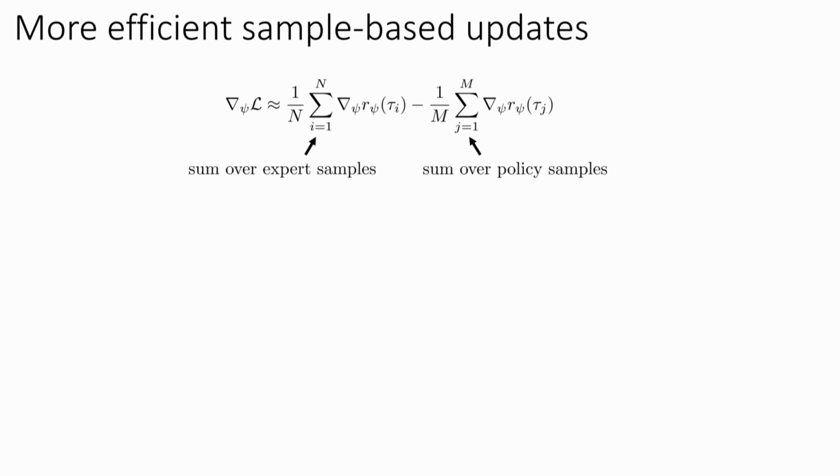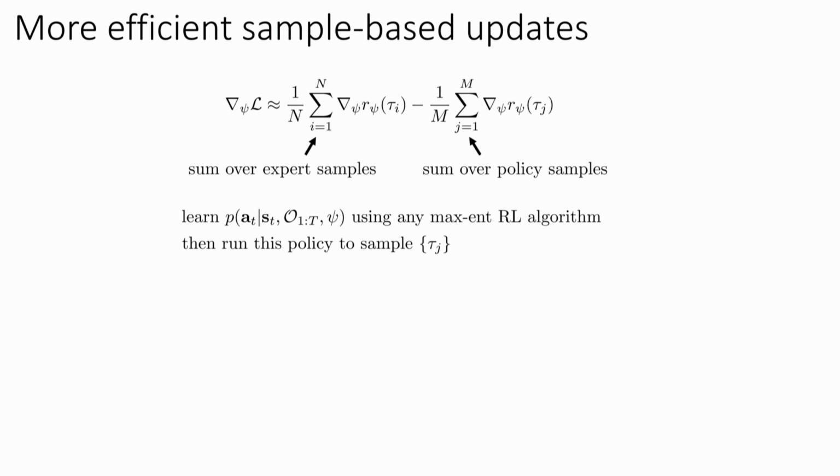Somehow we need to obtain some samples here for that second term. Ideally, those would come from the soft optimal policy, the maxent optimal policy for the current reward. So we could learn it using any maxent RL algorithm and then run this policy to sample these tau j samples over here. But what if we take more of a lazy optimization approach?